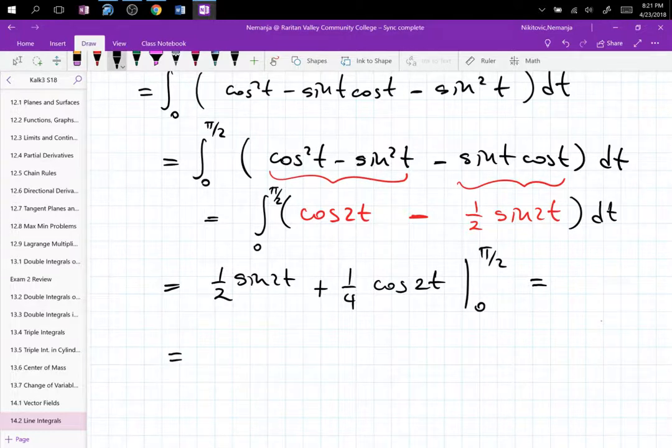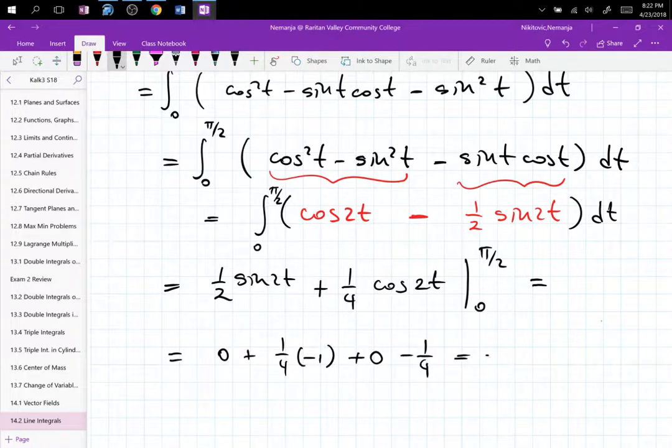When you plug in pi over 2 and double it, it becomes pi. Sine of pi is 0, so that's a 0. Plus, when you plug in pi, cosine of pi is -1, so this is 1/4 times -1. When you plug in 0 over here, it dies, so plus 0. And you plug in 0 here, you get -1/4. So we get -1/2 as the total.